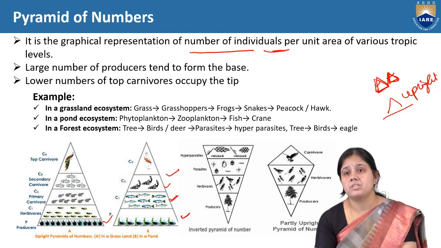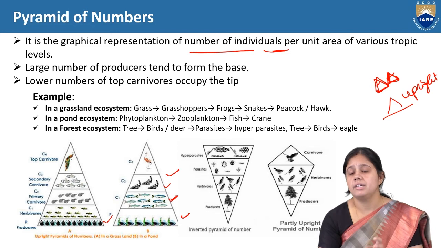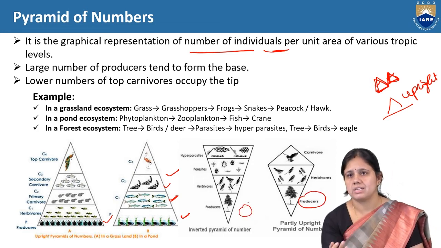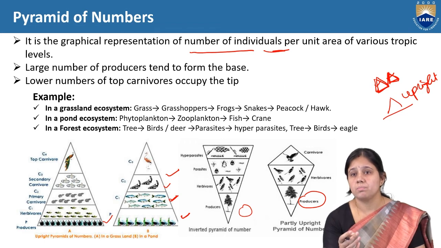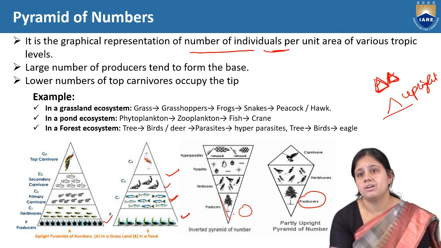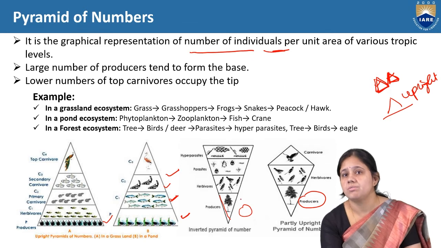Like this, in the second picture, you can see an inverted pyramid, and it is the pyramid of number in the case of a forest ecosystem. It is something different from the pond ecosystem and grassland ecosystem. The first level, the producers, are the trees. The number of trees is obviously less than the number of birds. So the shape is like this. Inverted pyramid is for the pyramid of number in the case of forest ecosystem.